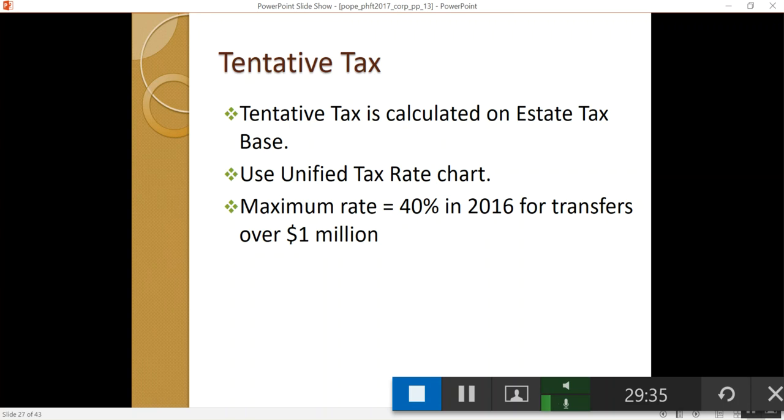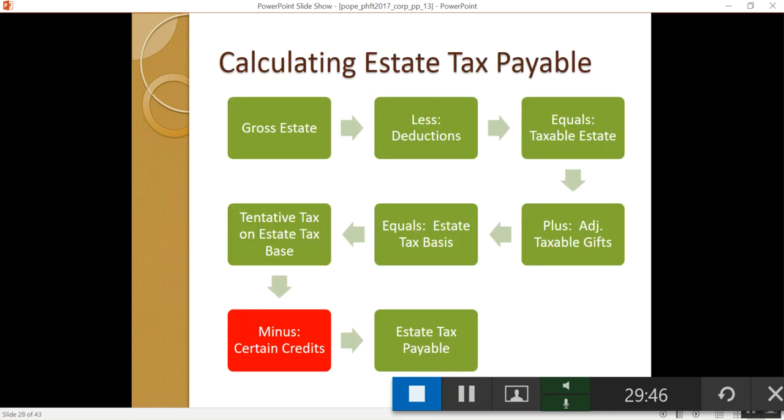So the maximum rate, and I think I covered this last time actually, the maximum rate is 40% now in 2016 for any transfers over 1 million. So once you calculate the tentative tax, then you are accorded some credits in order to determine your ending estate tax payable.